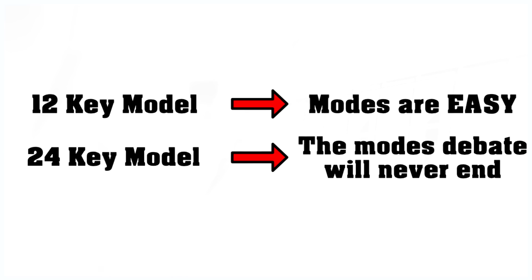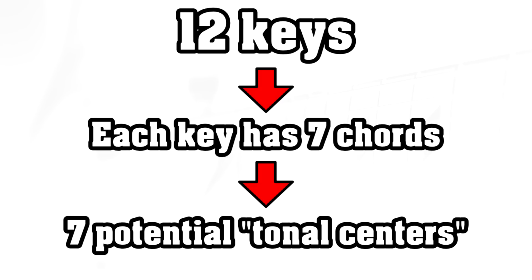Now, without getting too far into this modes madness, simply put, the 12-key model provides all of the answers to the modes debate in the guitar community. On the other hand, the 24-key model has a major bottleneck. Under the 12-key model, we have exactly 12 keys, each of which contain exactly 7 notes. In any given key, each of the 7 notes are representative of a chord. Therefore, you have exactly 7 chords in any of the 12 possible keys, each of which could potentially be the tonal center of the key.